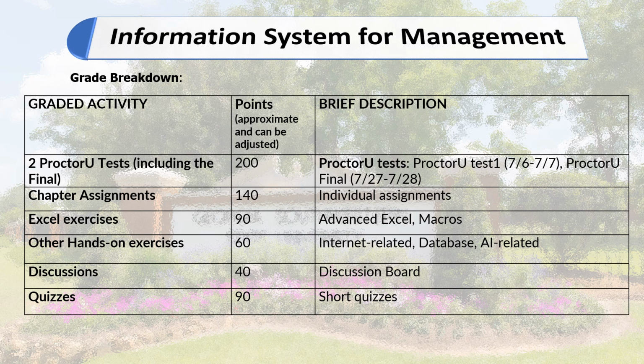In terms of grade components in this course, we have two proctored tests. The dates are given, so you can schedule them as soon as they input them into the server. As soon as they do, you can schedule them within a week. Then chapter assignments, which are individual assignments. Then we have Excel exercises and other hands-on work, which can be internet related, database, AI related, and HTML. And discussions; we'll have four discussions, listed in the discussion board. And quizzes; each module carries a set of quizzes. So that's how our grade components look.